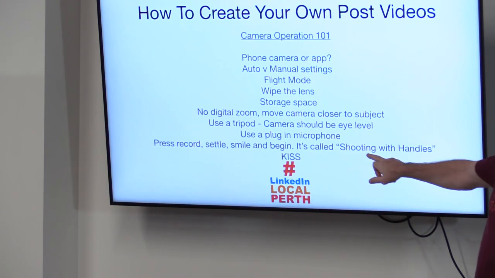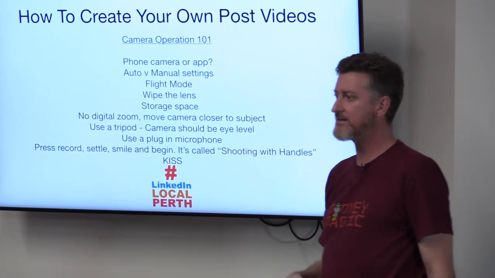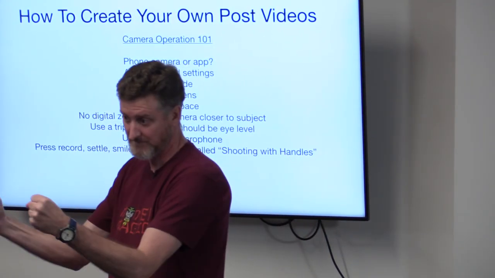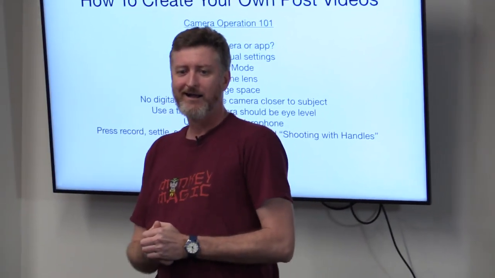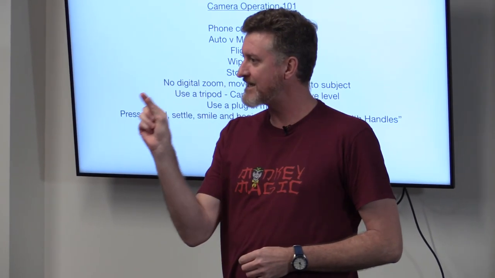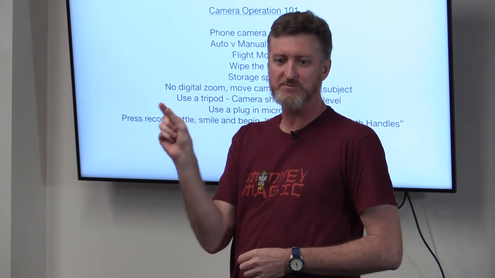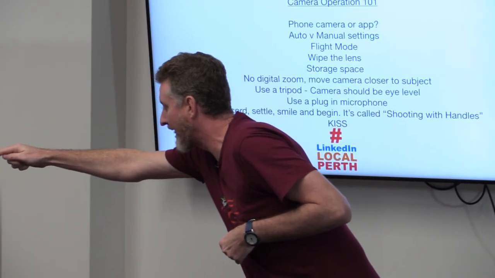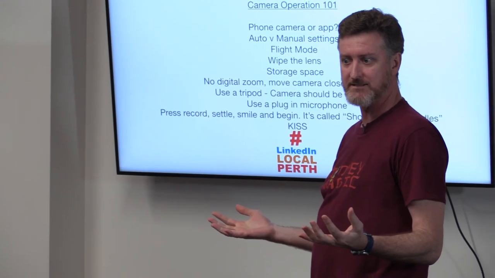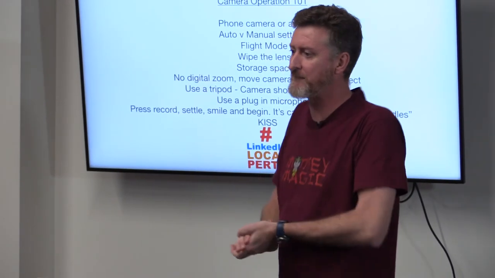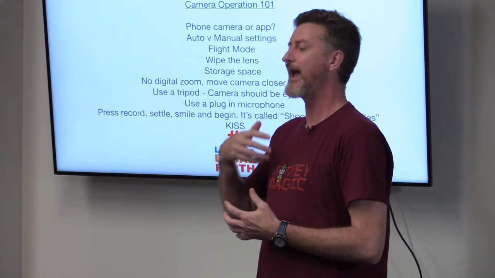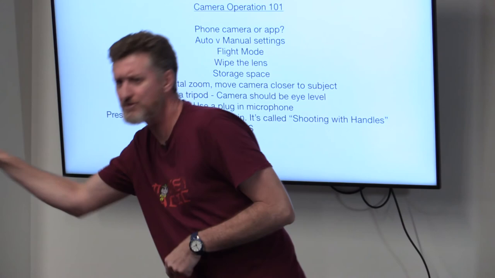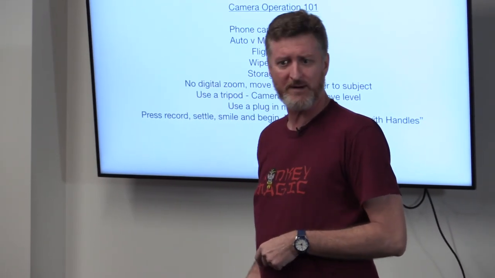Okay, so shooting with handles. This is a big thing, and I don't mean love handles. What I mean is I want 3 seconds of footage before I start to speak. I get annoyed when someone starts a video abruptly and ends it abruptly. For God's sake, can you not hold your breath for 2 seconds? So press record, get comfortable, take a deep breath, smile, and then launch into your presentation. I don't want to see up your nose or down your nose where you're pressing buttons and all the rest of it.